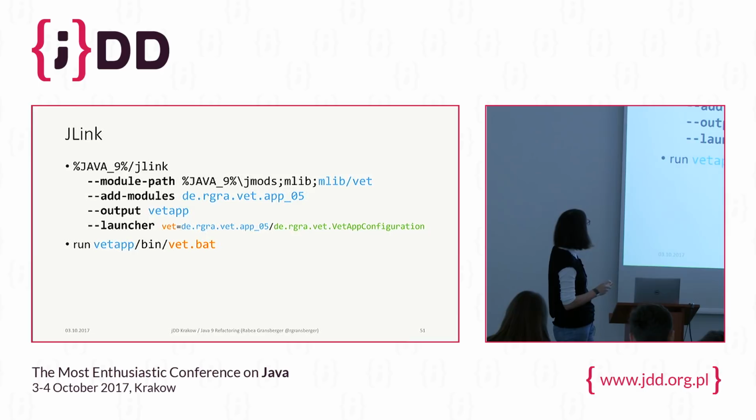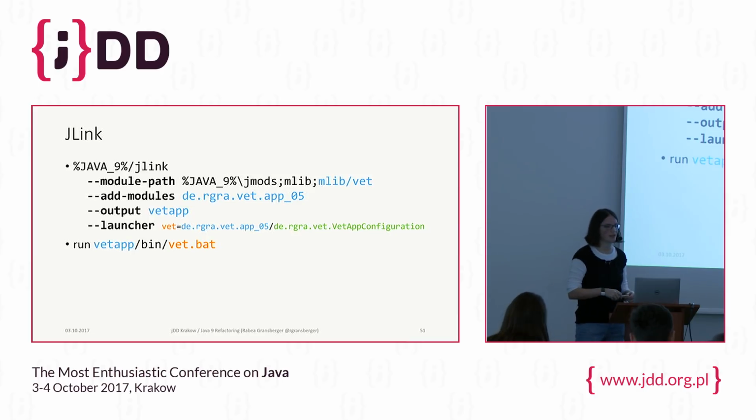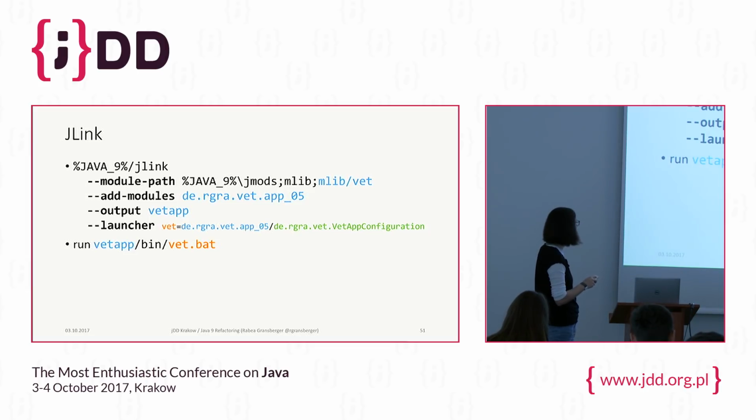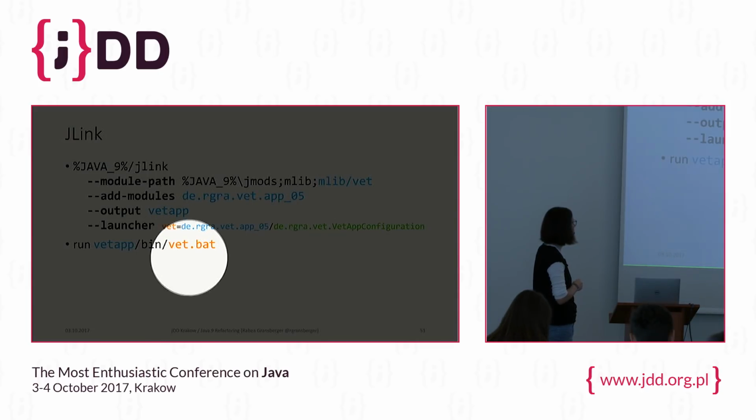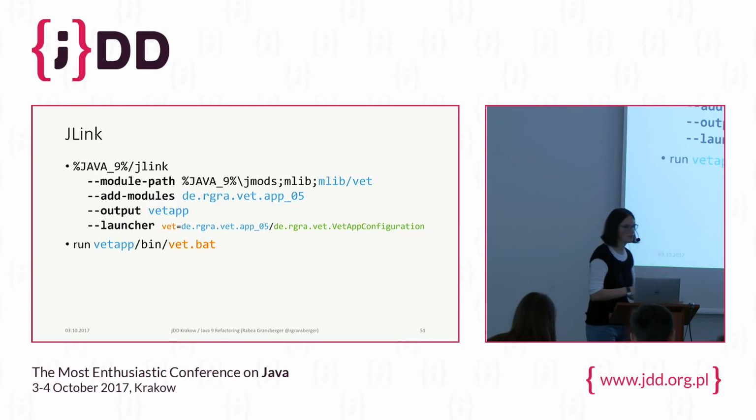Another nice thing is jlink. Now you can link only the modules you have requirements on, or transitive requirements on, into your application. So no CORBA in there, no Swing in there, nothing else in there. You just say you want your modules, and it will output a native launcher. On my Windows system, it will output a batch file to start the application. And it contains the full JRE, but only the things you need. On my system, it's around 40 megabytes now. So this is everything I need to run my application.